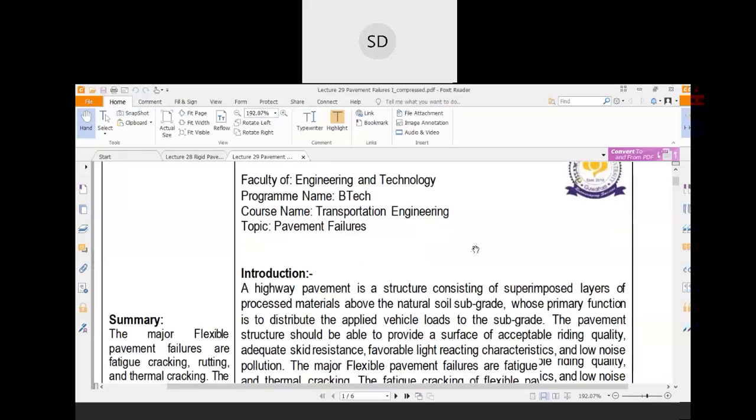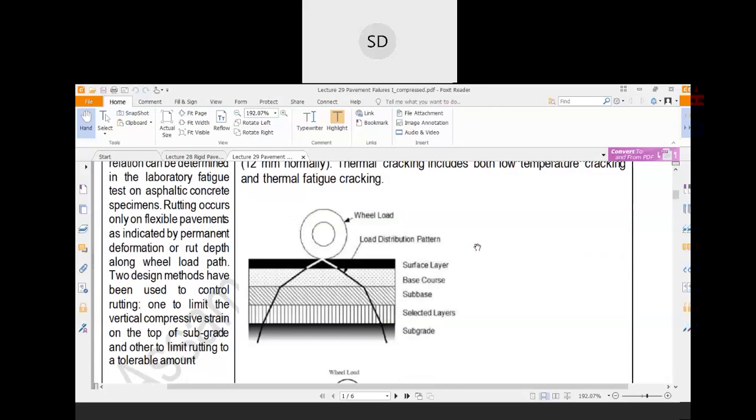So for the flexible pavement, we assume that the wheel load is transferred grain to grain from one layer to another layer. Therefore, you need to place the superior layer over the top surface and the inferior layer at the bottom.